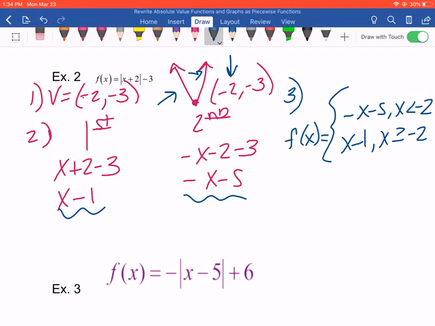Okay, so if you were to say that your piecewise function was negative x minus 5 such that x is less than or equal to negative 2, and x minus 1 such that x is greater than negative 2, you would still be correct. All right, I generally tend to put it on the second equation.